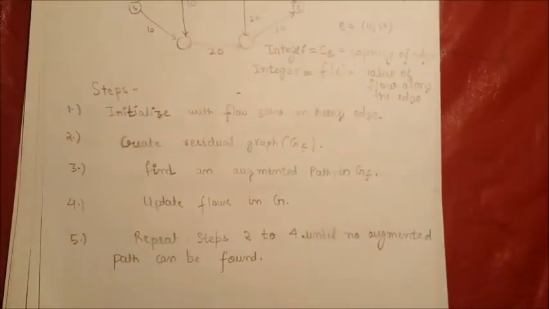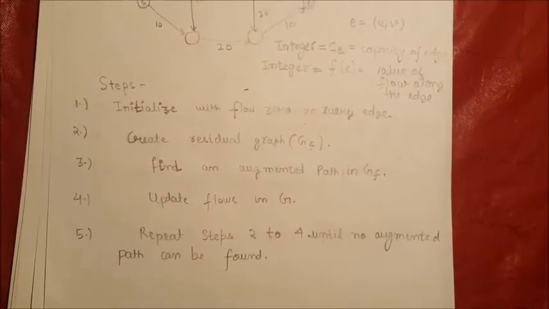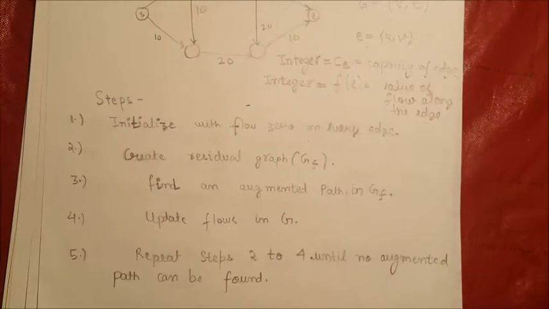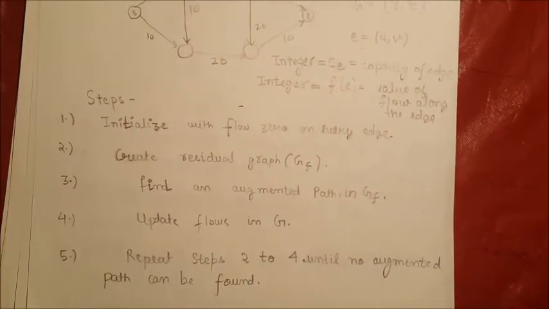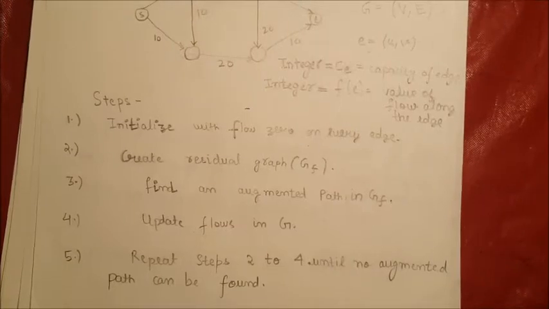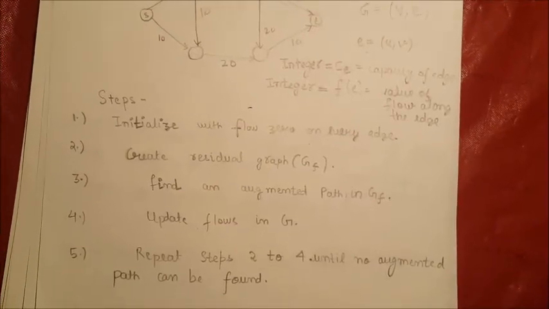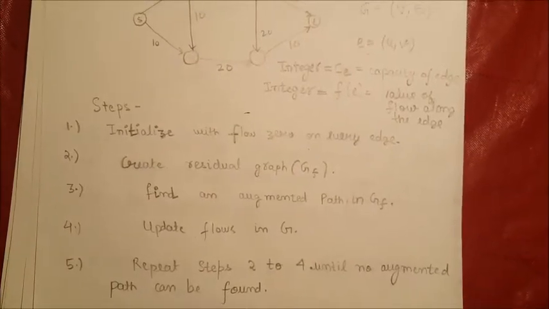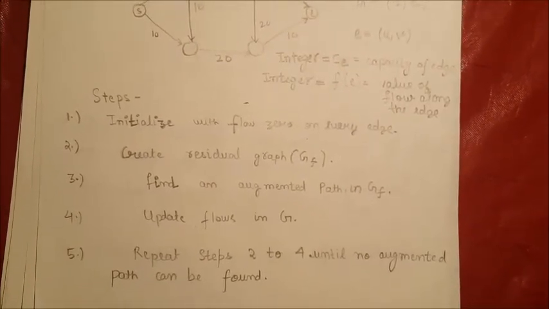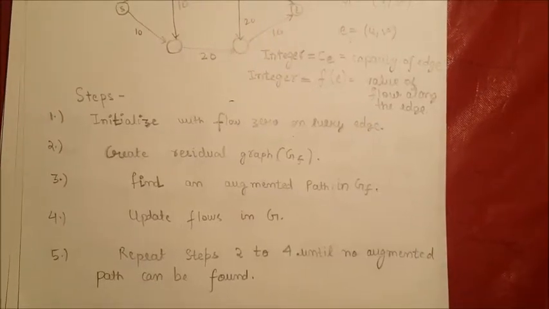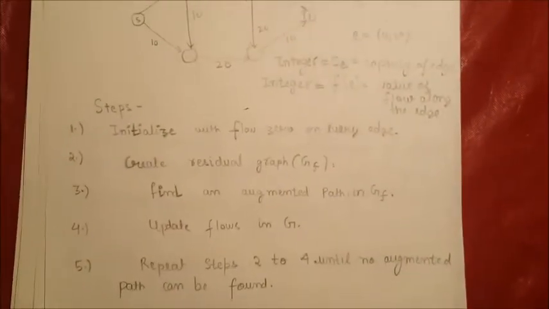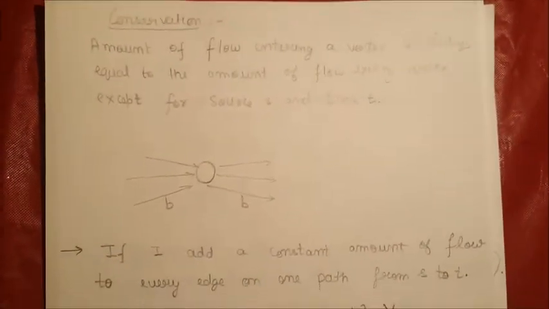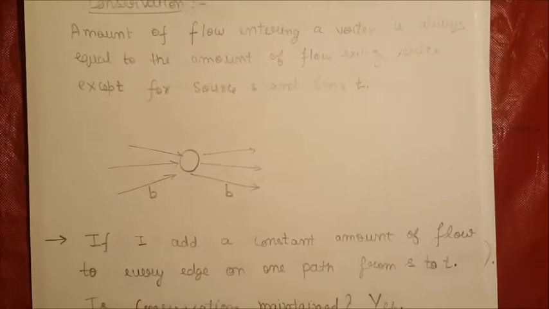Now let me tell you what the steps of this algorithm are. First you initialize the flow on every edge with the value of 0. Once you initialize it, you create a residual graph G of F. Then you find an augmenting path in the residual graph, and then you update the flows in the original graph. I'll explain what this residual graph and the augmenting path are, and then we'll go over this algorithm once again.